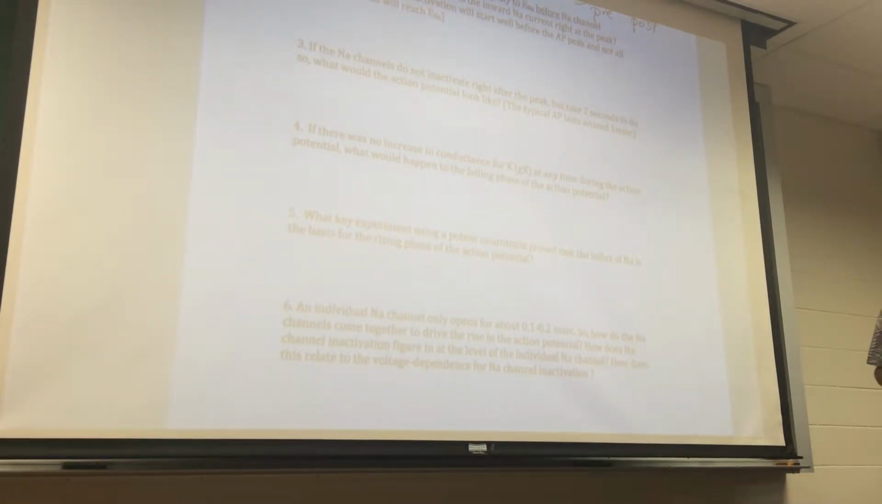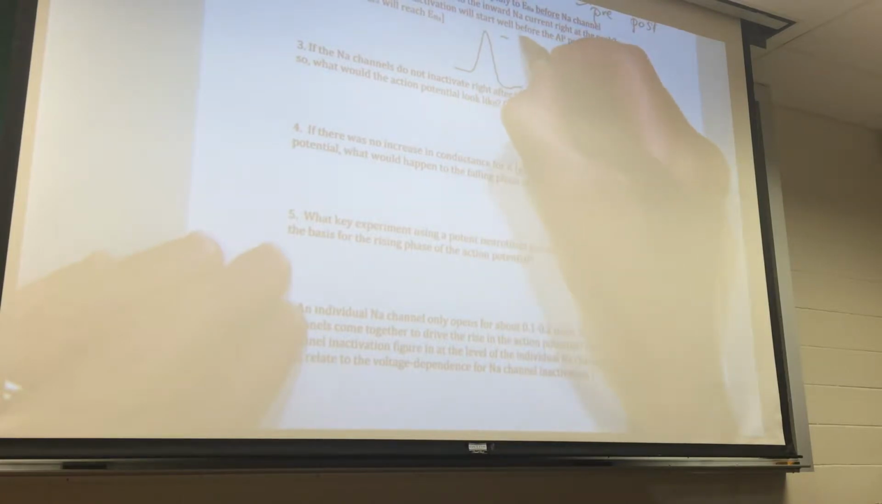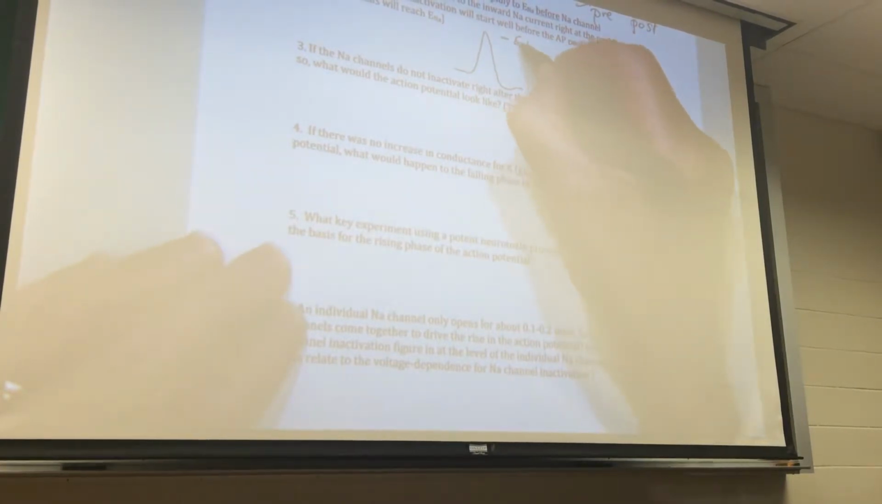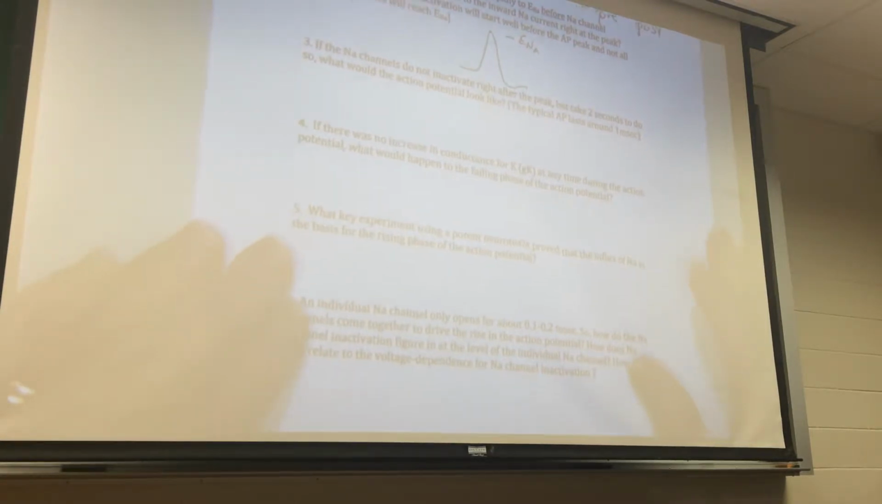So now let's draw the action potential. Okay, and we'll say that that's right at E_Na. And we answered this question actually in the last lecture. So what happens to the sodium current?